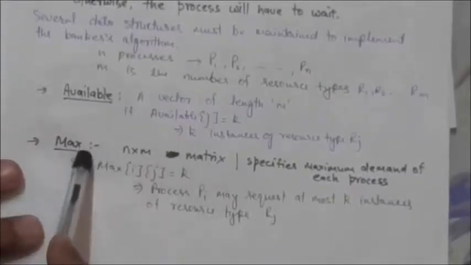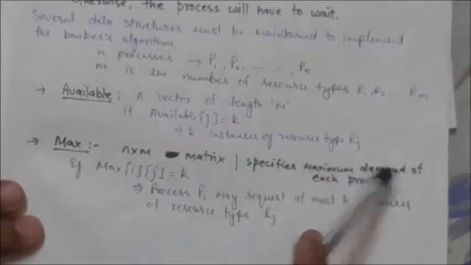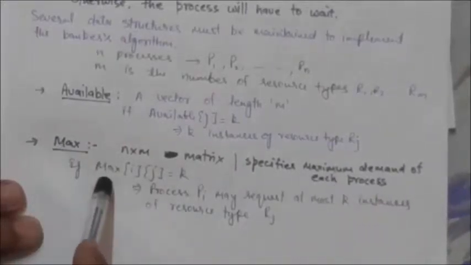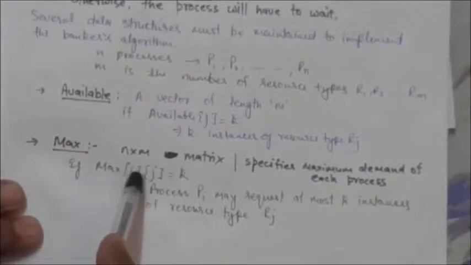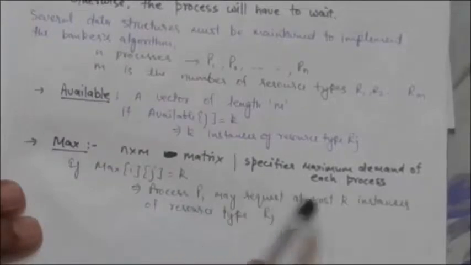Another is Max. It is an n cross m matrix, and it specifies the maximum demand of each process. If in this matrix the value at the ith row and jth column is k, then it indicates that a process pi may request at most k instances of resource type rj.